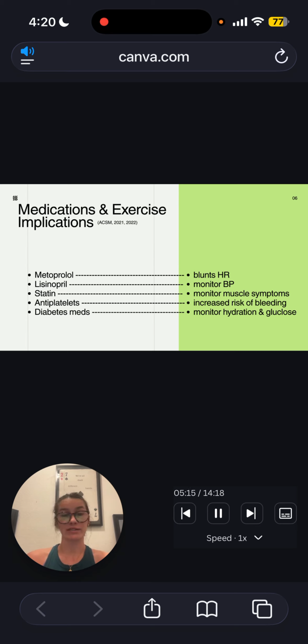And then the diabetes medication, we want to make sure he's hydrated and that his glucose levels don't drop too low or too high.